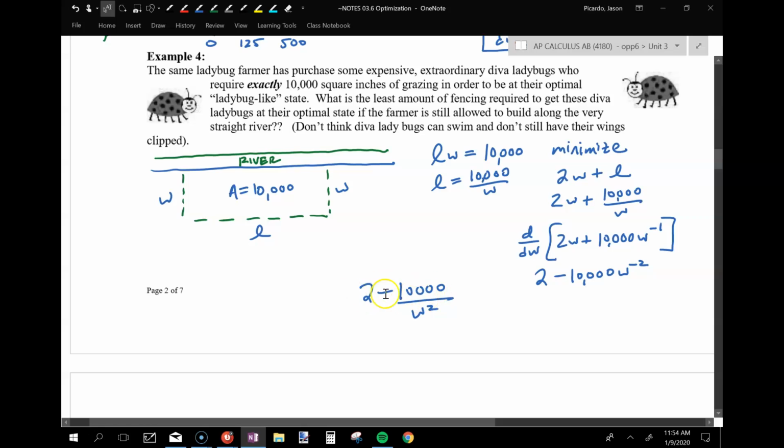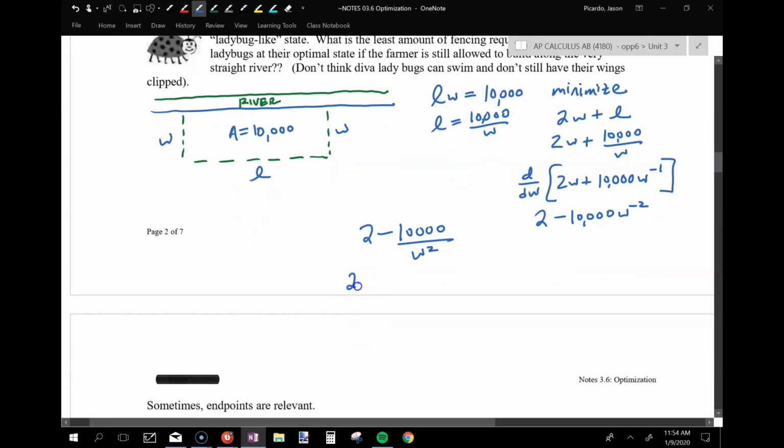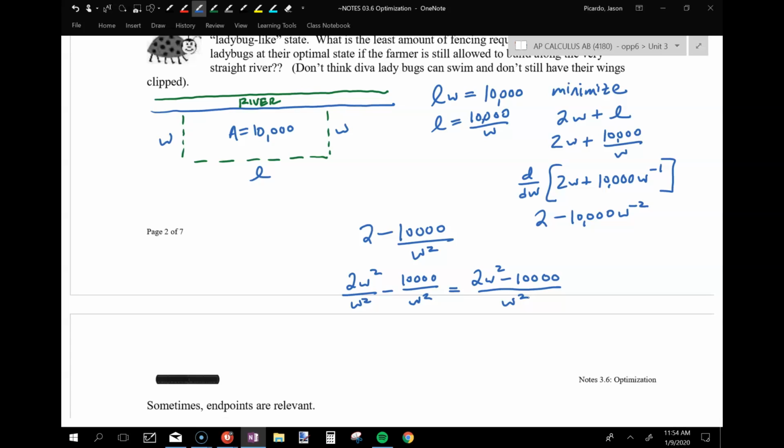And if I put these two things together, I need a common denominator, right? So is it okay if I make this 2W squared over W squared? That would then give me a common denominator. That's equal to this. Okay. So this is an example where our algebra is a little bit more complex, right?